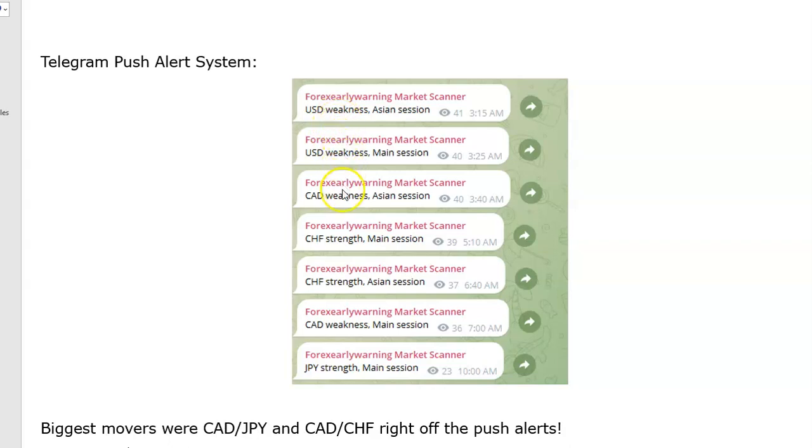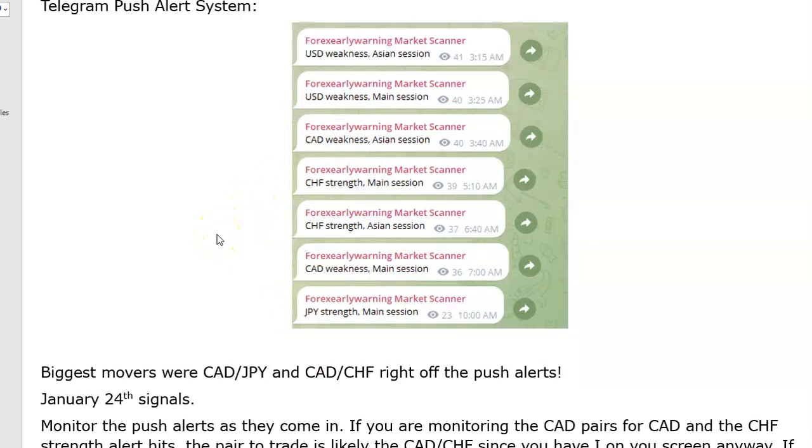You have USD weakness, CAD weakness, and Swiss franc strength, and then the CAD weakness hit in the main session heat map. So when you get these alerts, it's basically almost telling you what pair to trade. If you go over to the Canadian dollar pairs, you have a pretty good idea already what pairs you should be looking at.